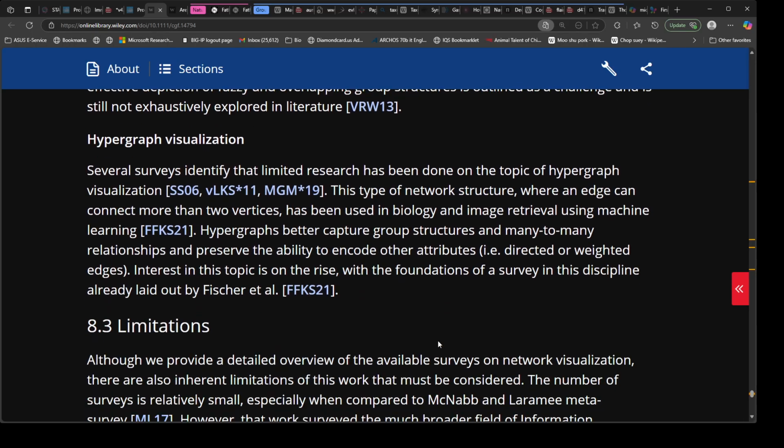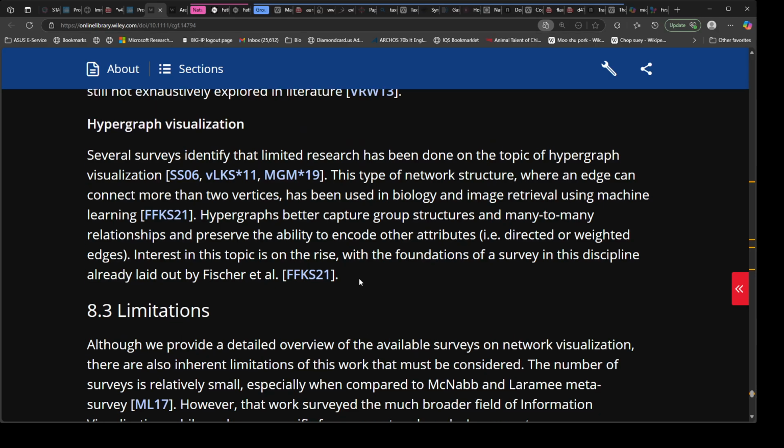Hypergraph visualization. Several surveys identify that limited research has been done on the topic of hypergraph visualization, SS06, VLKS 11, MGM 19. This type of network structure, where an edge can connect more than two vertices, has been used in biology and image retrieval using machine learning, FFKS 21. Hypergraphs better capture group structures and many-to-many relationships and preserve the ability to encode other attributes, i.e. directed or weighted edges. Interest in this topic is on the rise, with the foundations of a survey in this discipline already laid out by Fisher et al., FFKS 21.